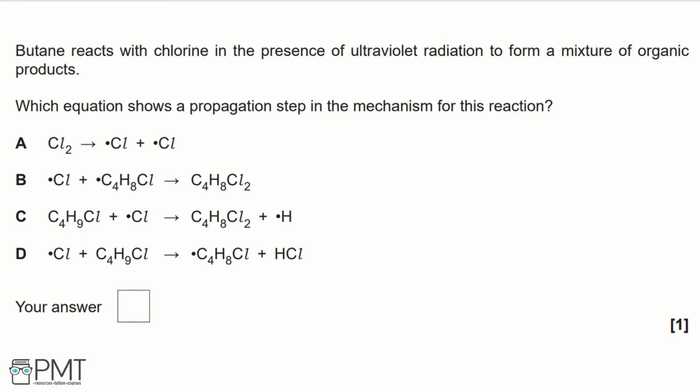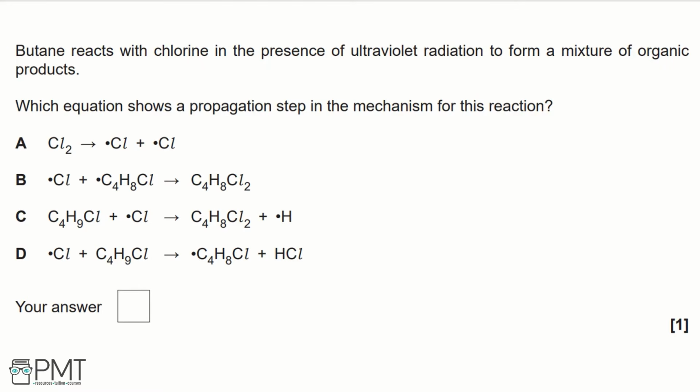C. C4H9Cl and a Cl radical make C4H8Cl2 and a hydrogen radical. D. A Cl radical and C4H9Cl make C4H8Cl as a radical and HCl.